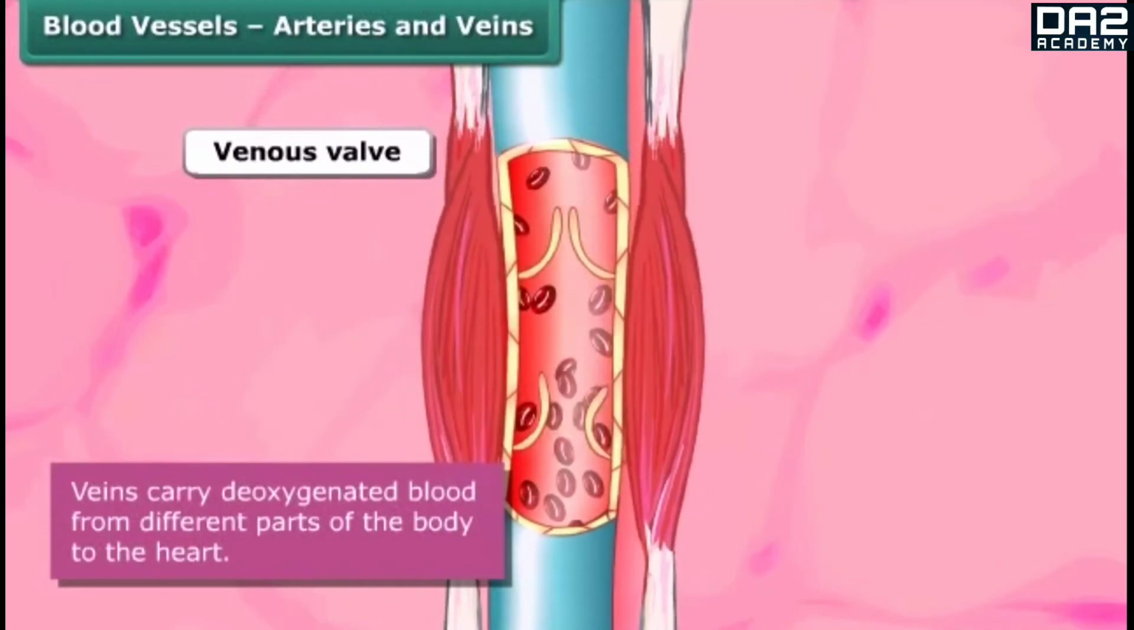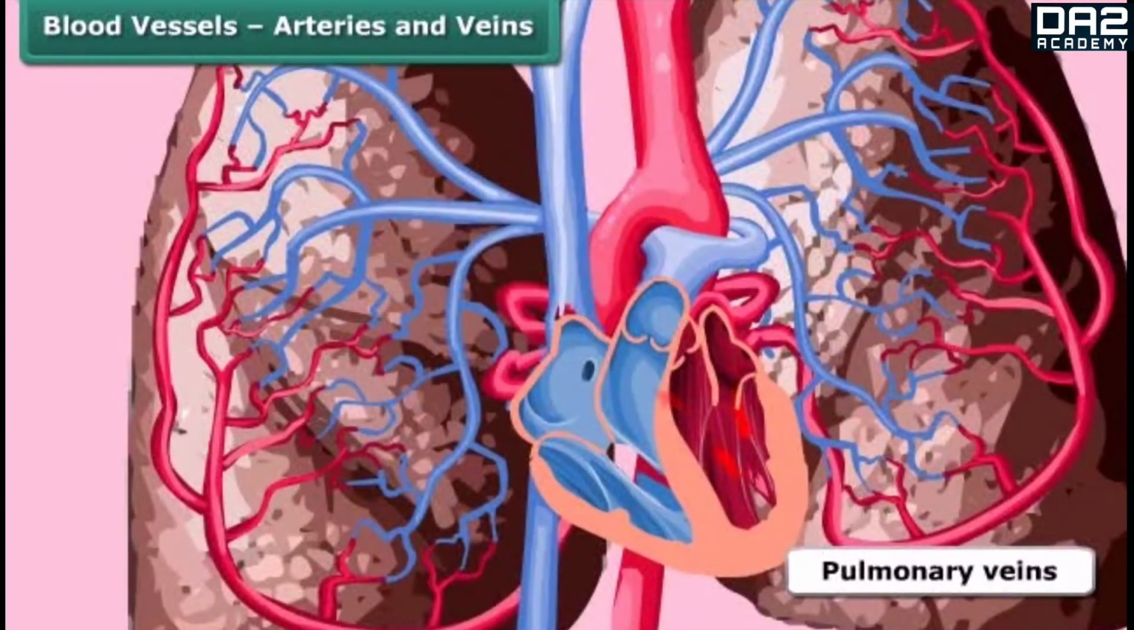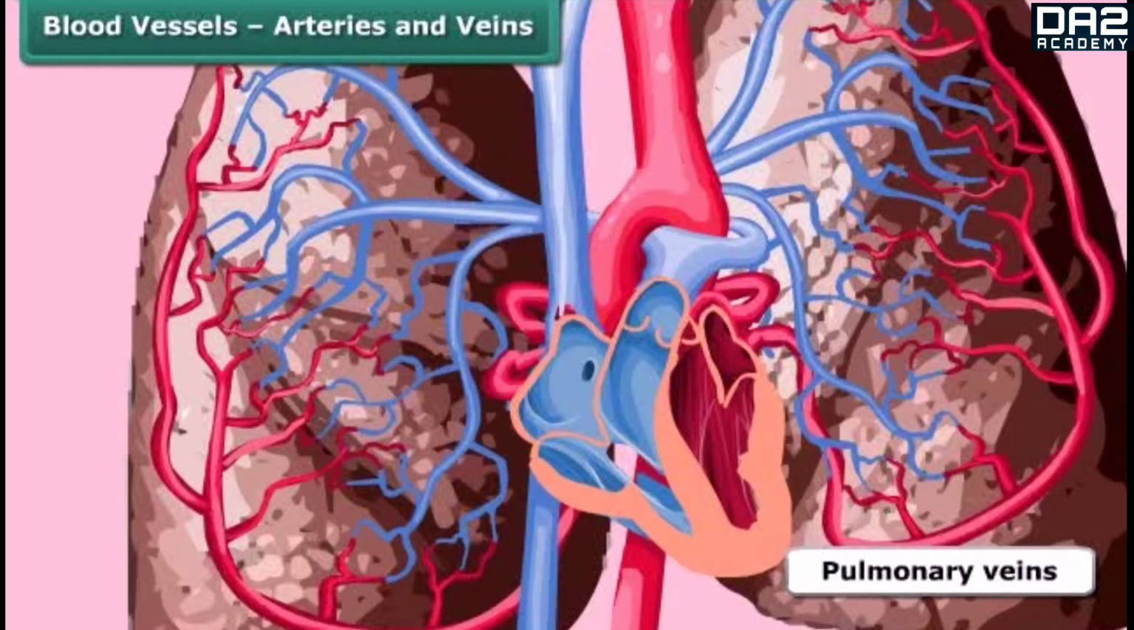Veins are of 2 types: systemic veins. They carry deoxygenated blood from the different body parts to the heart. Pulmonary veins. They carry oxygenated blood from the lungs to the heart.